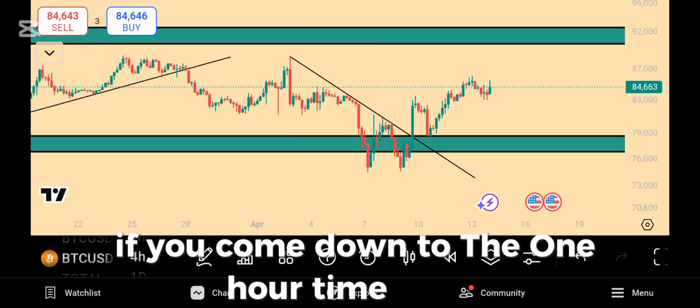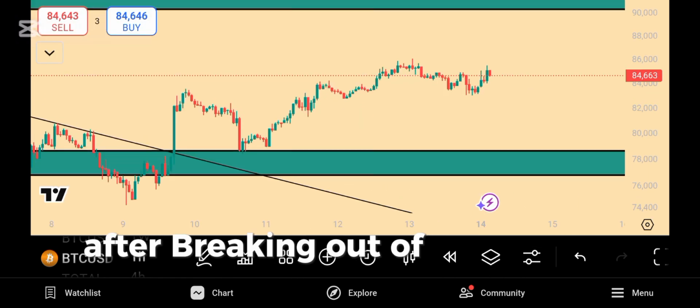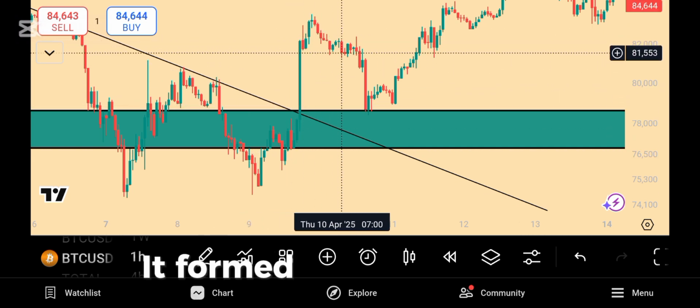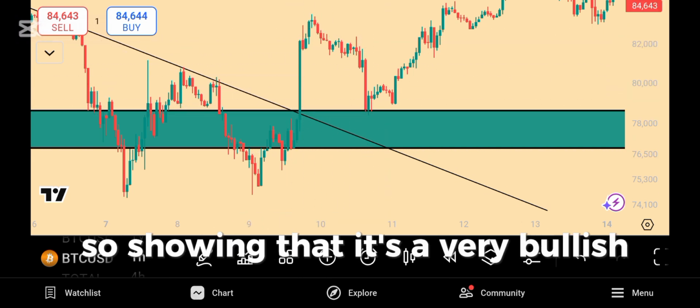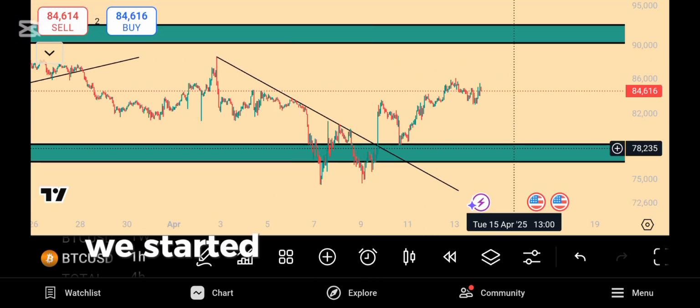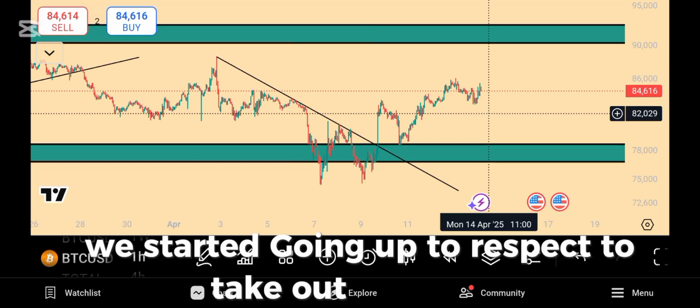If you come down to the 1 hour time frame, you will notice that after breaking out of this counter trend line, there was no close around this level. We went straight up, and then when it pulled back, it formed a double bottom, showing that it's a very bullish scenario. So when we formed the double bottom, we started going up to take out the levels.